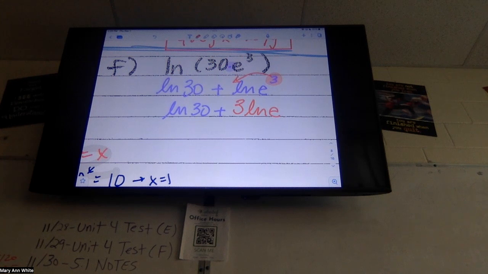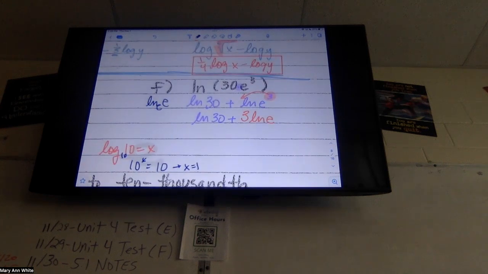Ooh, ln e. What's the base for ln? Log e. This is like log base e of e. Is that similar to that log 10 of 10 we just did? What is ln of e the same thing as? 1. The base is e, and if we were to log roll that, it'd be e to the x equals e. That just makes it 1. So the most simple form of this is going to be ln of 30 plus 3.